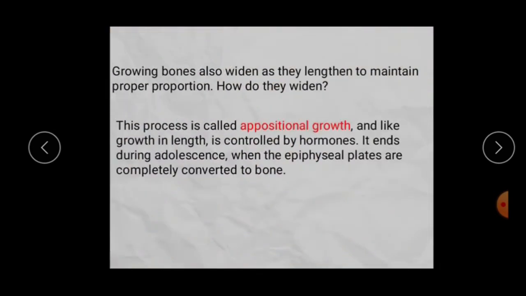Growing bones also widen as they lengthen to maintain proper proportion. How do they widen? This process is called appositional growth. And like growth in length, it is controlled by hormones. And natatapos siya sa adolescence, when the epithelial plate is completely converted to bone.